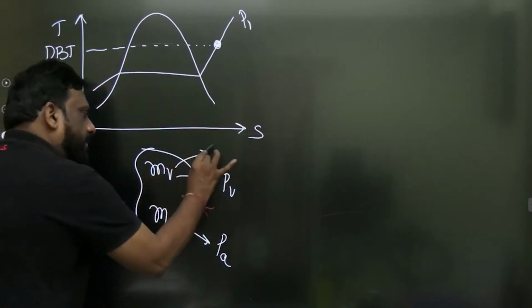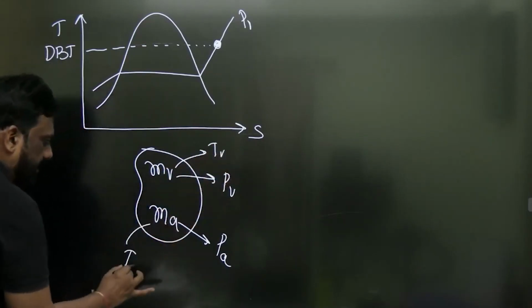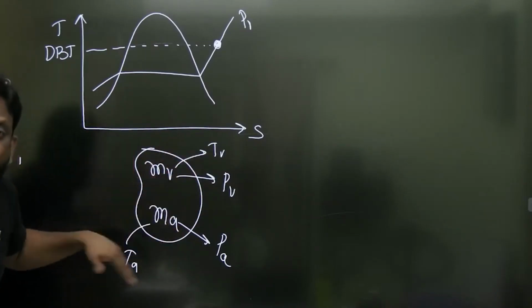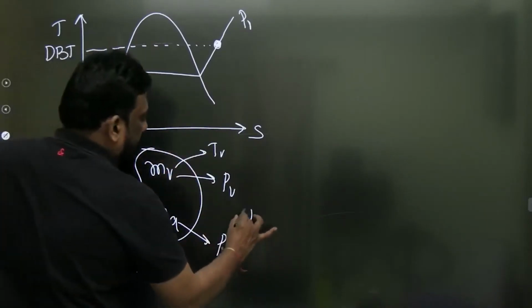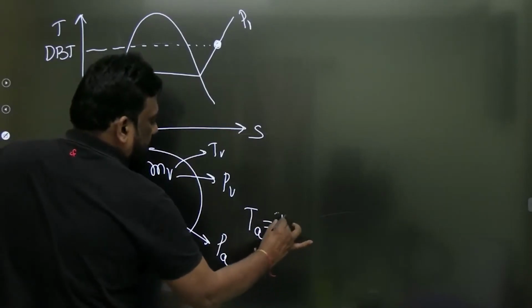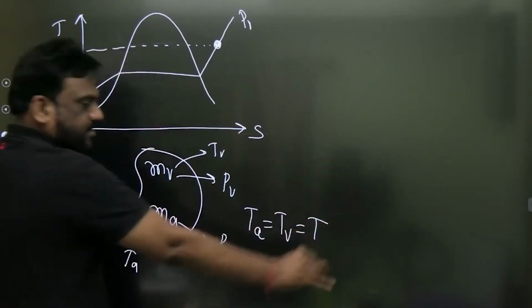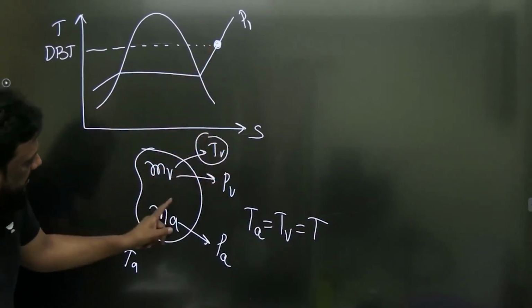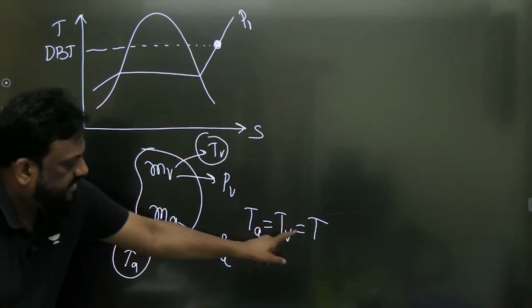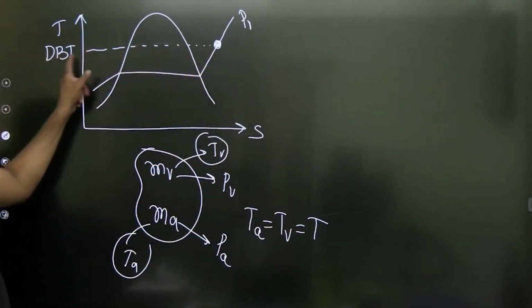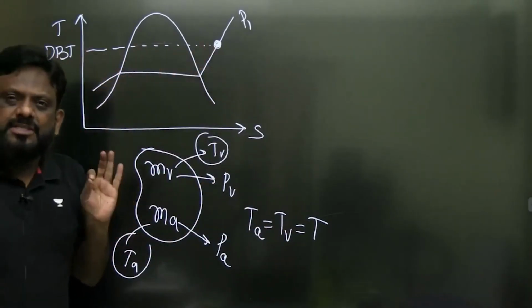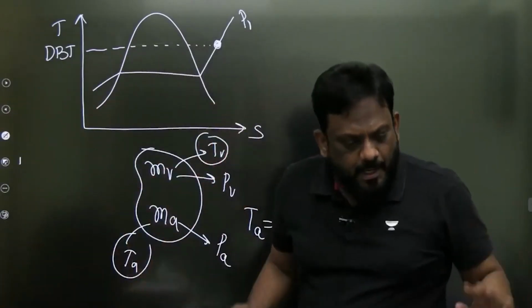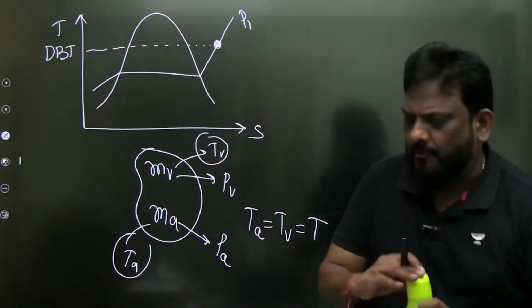Let the temperature of vapor be TV, and the temperature of dry air be TA. And you know, this is completely in equilibrium. When it is in equilibrium, the temperature of dry air equals the temperature of vapor equals the temperature of the mixture. So that's what I have shown. Whether it is water vapor, dry air, or the complete mixture, the temperature is T, and this is our dry bulb temperature. So this is the representation of dry bulb temperature on the TS diagram. Very good. Now let's move to wet bulb temperature.